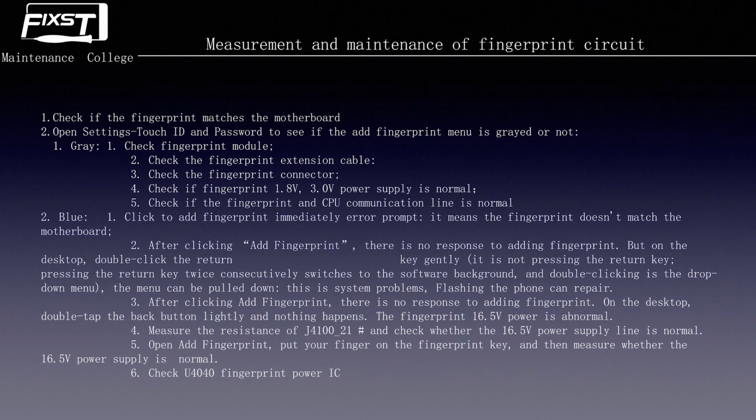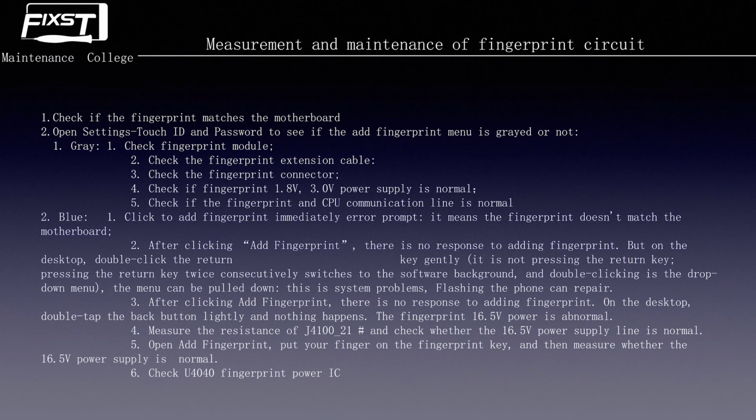Okay, number 4 is when we test the resistance of the connector J4100, the 21 pin. Check if the 16.5 power supply line is normal or not. And how to test whether this 16.5 power is okay or not. We need to open add fingerprint and put your finger on the fingerprint key, and then you test the 16.5 voltage. Is this voltage normal or not.